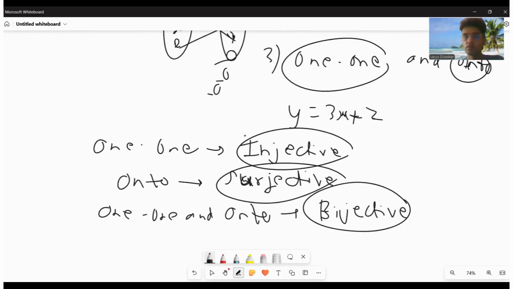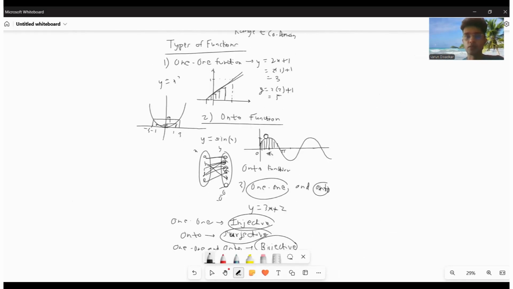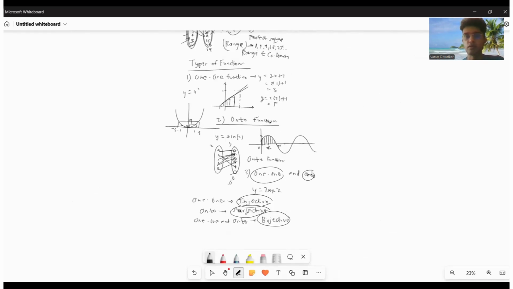So this is it to introduce you to functions. I hope this discussion was interesting. There is a lot more to this, but then this is going to get you started on functions.